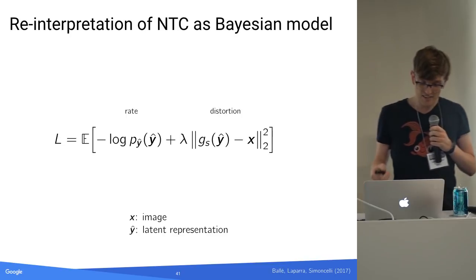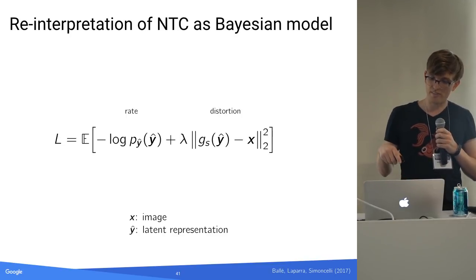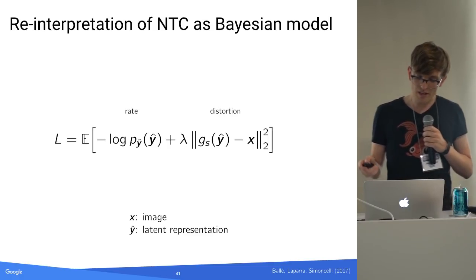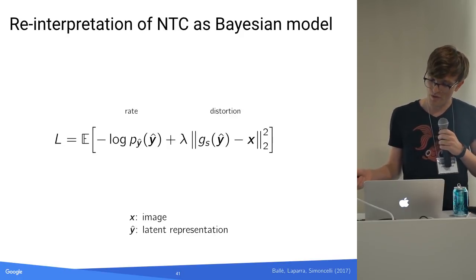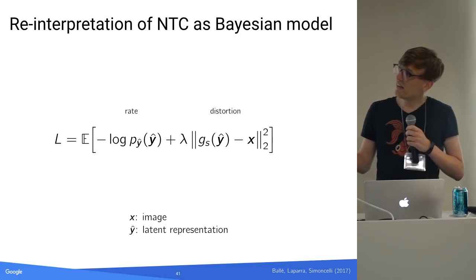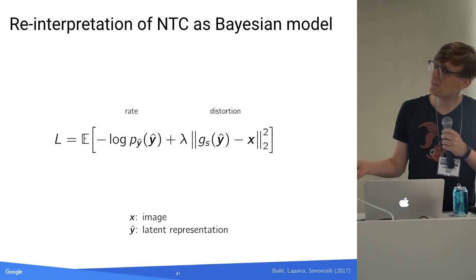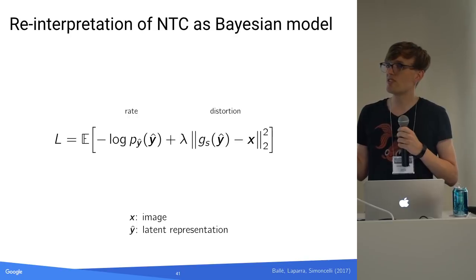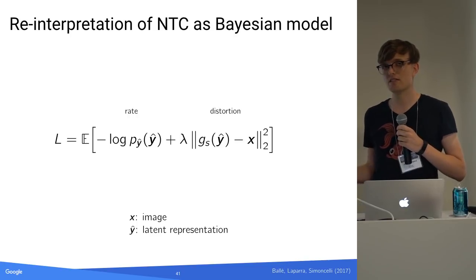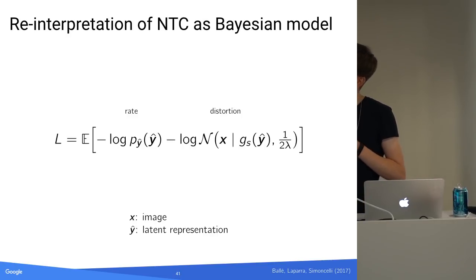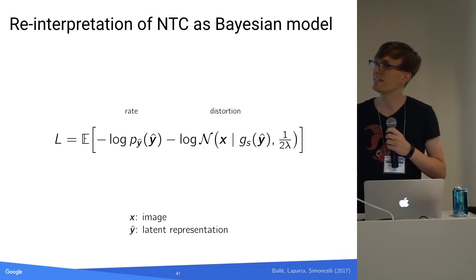Now, it turns out that the rate distortion optimization problem with nonlinear transform coding is a very close cousin of the variational autoencoder. And you can see this by looking at the loss function. So here we have the rate distortion loss function from before. And the crucial point is you could take this distortion here, in this case the squared error, and reinterpret it as a Gaussian. You just need to add or drop some additive constants that correspond to the normalizer of the distribution, and you can basically write it as the negative log of a Gaussian, where the mean comes from the transformed latents.